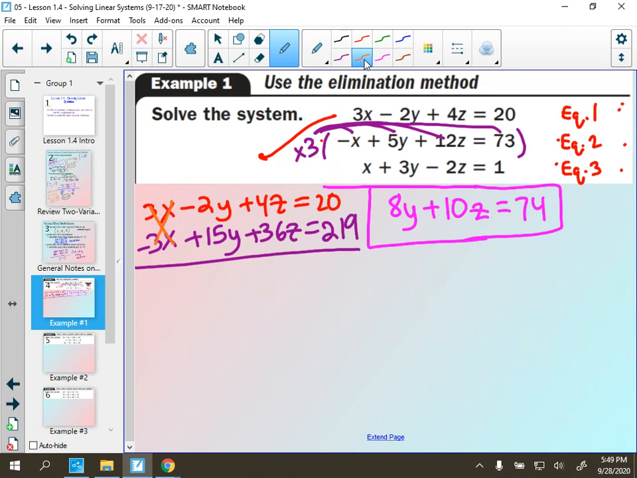We're going to eliminate here. We're going to end up with 13y, and 40z, and then 239. Put a box around it. All right. Okay, still, I haven't eliminated anything.